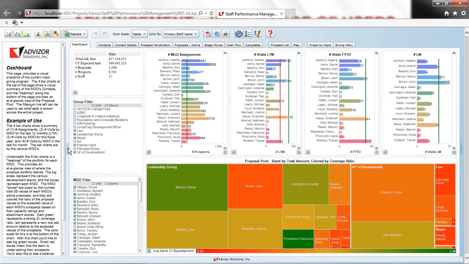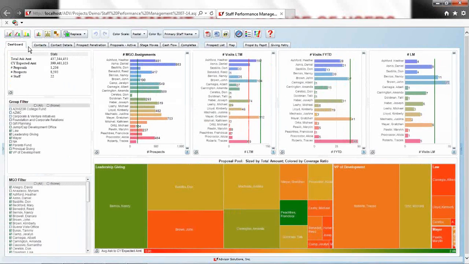There's this descriptive text on the left that describes what I'm looking at, and then there's a project with about a dozen pages, and we're going to walk through them. The first page is a dashboard, so it's an at-a-glance view of what's going on with my pool. 22 staff, 8,593 prospects, a bunch of proposals are actually out. The expected ask out of this is $437 million.